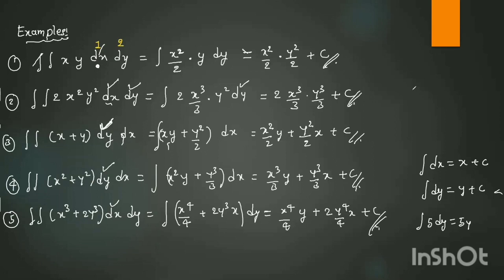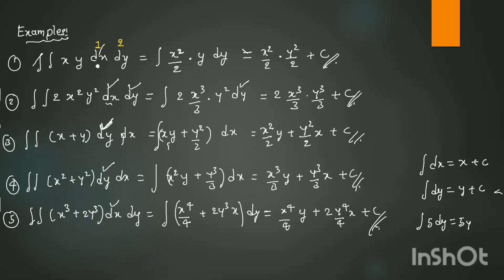The last part. I think the double integration of x cube plus 2y cube? Yes. Do you want me to explain? See, x cube is there. We are doing integration with respect to x. So x cube will be x to the power 4 by 4. 2 and y cube are constant when you are integrating with respect to x. So you have to multiply x to this.